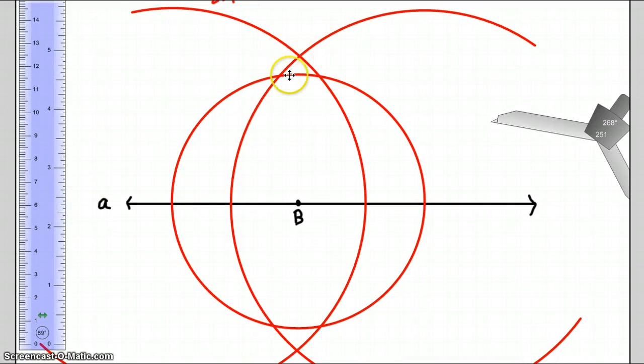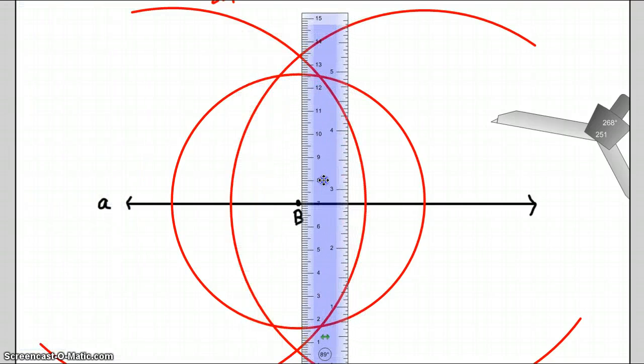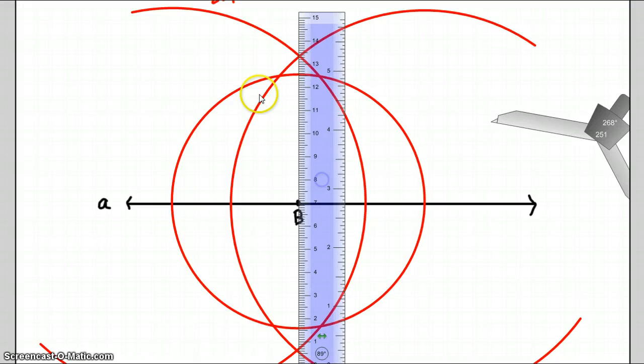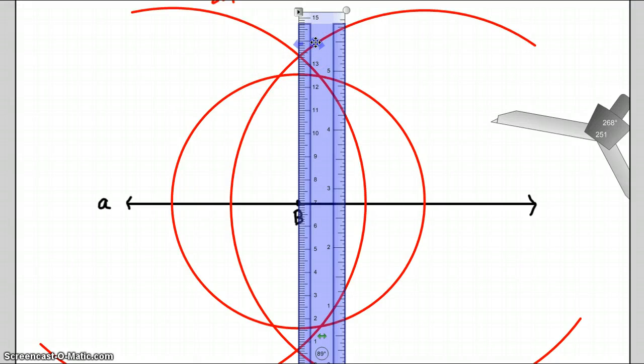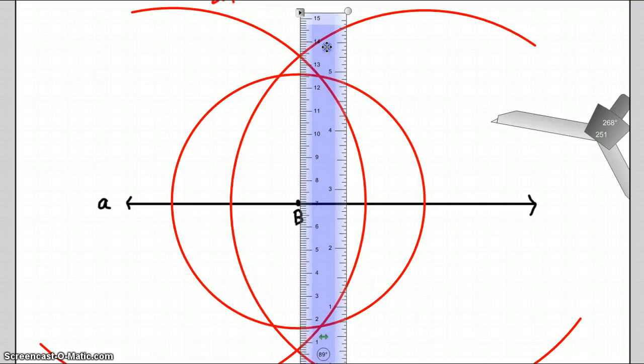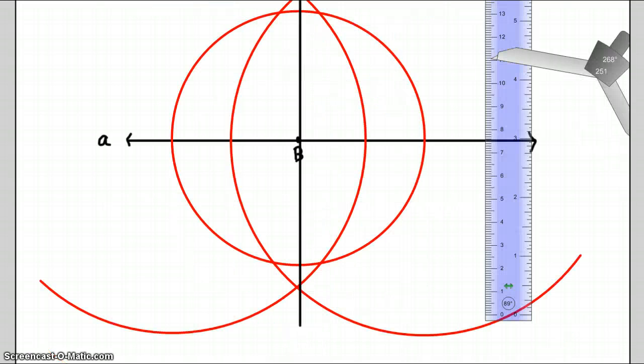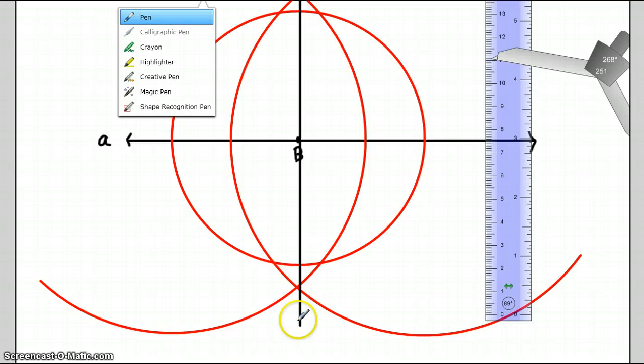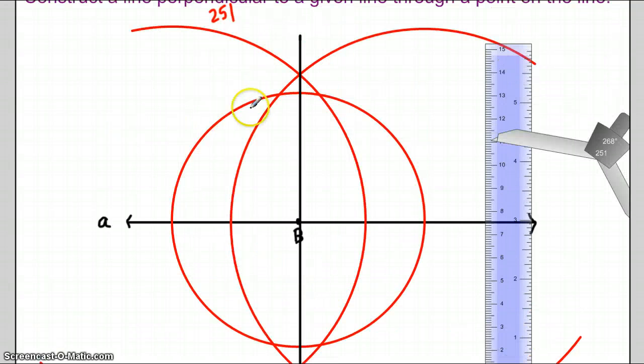If you did it correctly, you should have an intersection on the top of the line and one below. Take your compass, line up those two intersections, and they should also line up with B. Okay, try and get it as exact as you can. And again, we are making perpendicular lines, so lines should have arrows at the end. Okay, so we have created our perpendicular line that goes through point B.